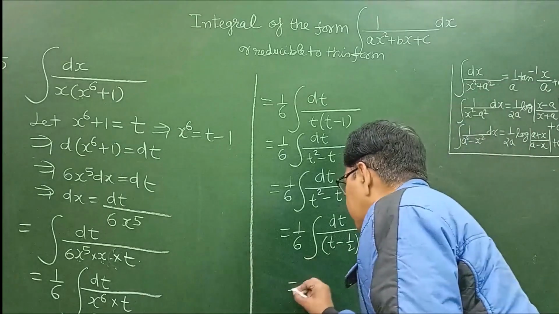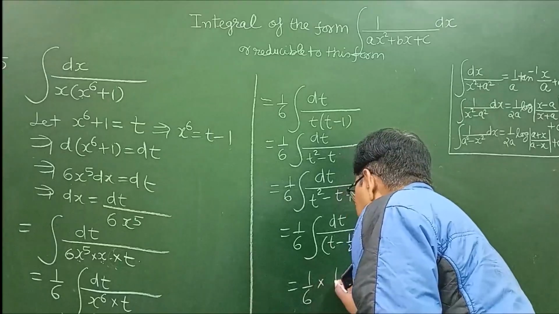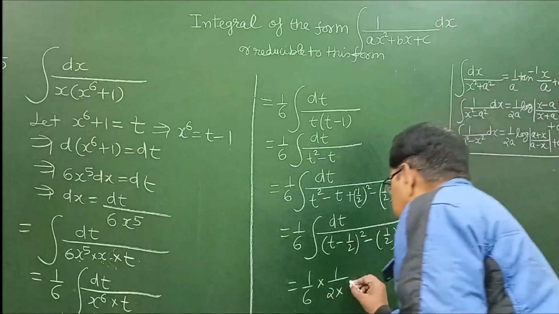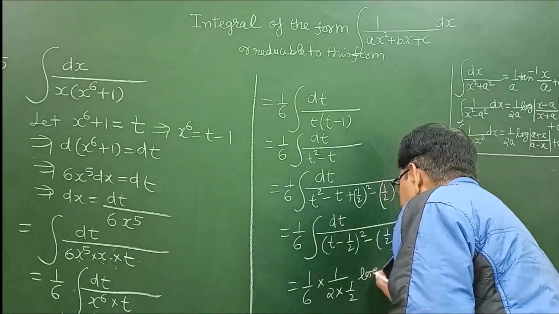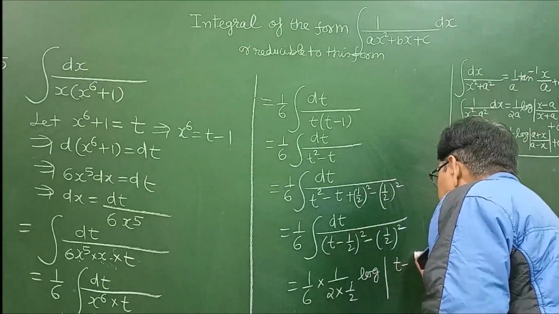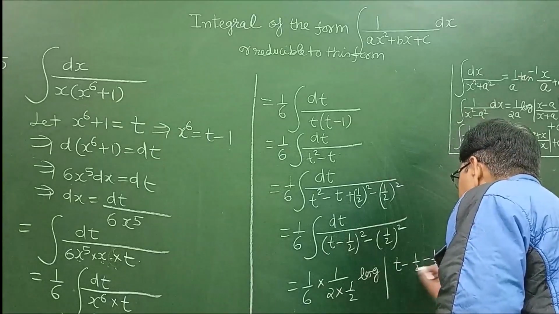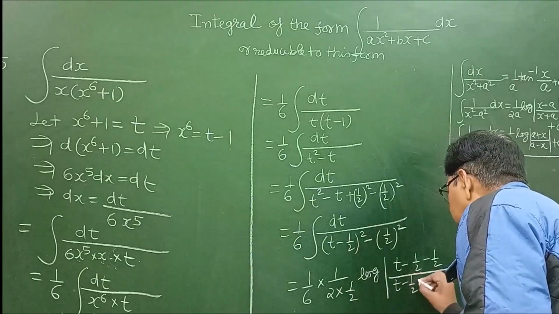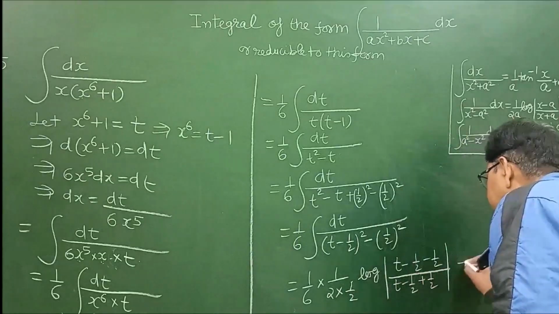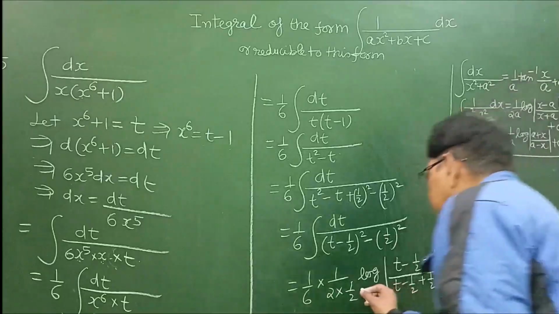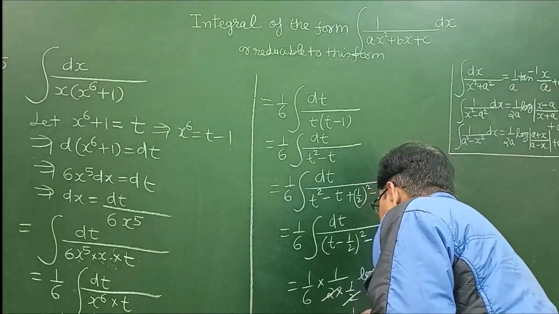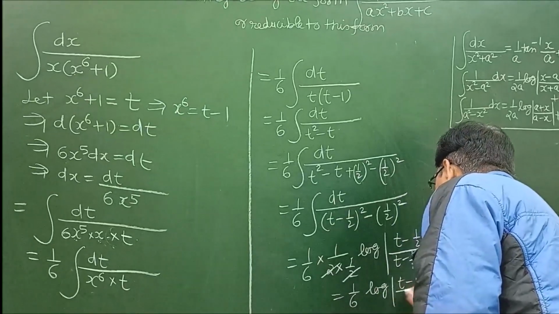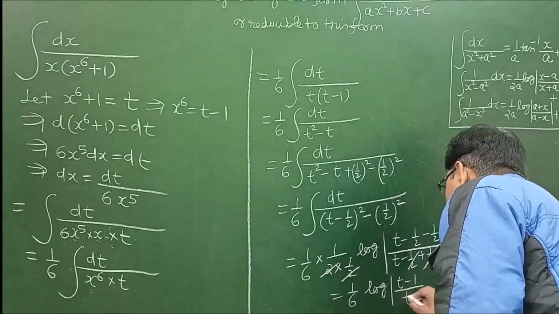So this formula will apply here. So 1 by 6 into 1 upon 2a. The value of a is here 1 upon 2, log mod x minus a, that is t minus 1 by 2 minus 1 by 2, upon x plus a, that is t minus 1 by 2 plus 1 by 2, plus c. And this 2 and 2 get cancelled. 1 by 6 log t minus 1 upon, 1 by 2 is cancelled, t plus c.